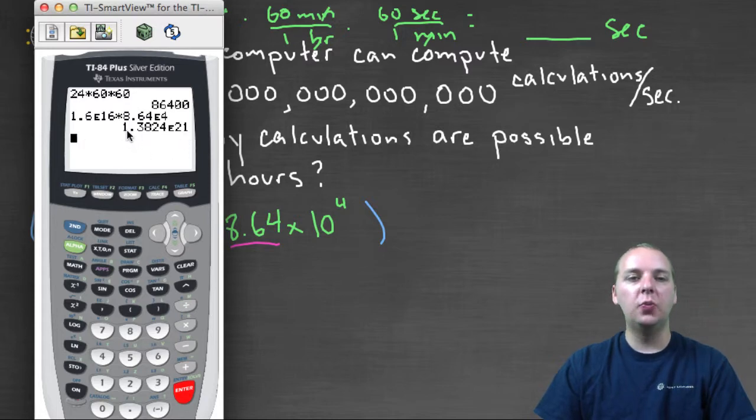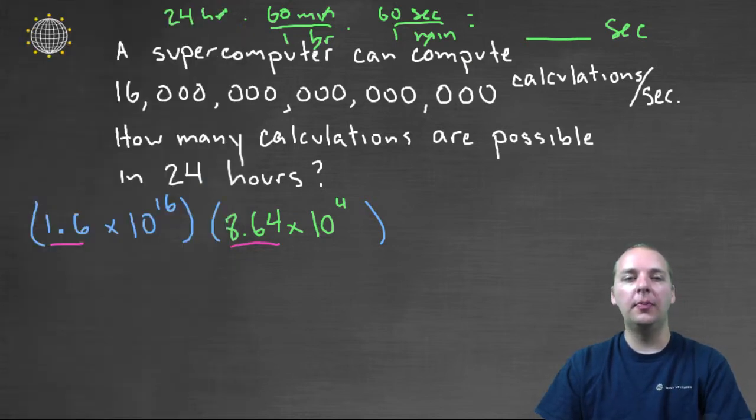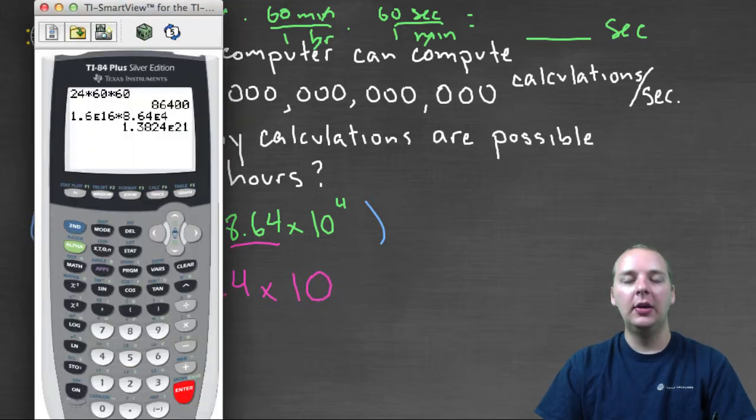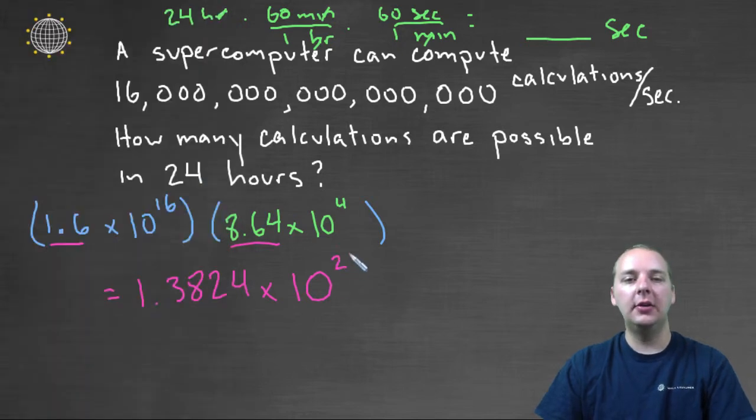And so our final answer is 1.3824 times 10 to the 21st. So make sure to express this appropriately. Don't write this exactly like you see it, because your teacher or your instructor is not going to want to see an E in your answer. So we'd write 1.3824, and we would actually write times 10 to the 21st power, because it says E21. So that's times 10 to the 21st power. So that's an astronomically big amount of calculations that our supercomputer can compute in a full day.